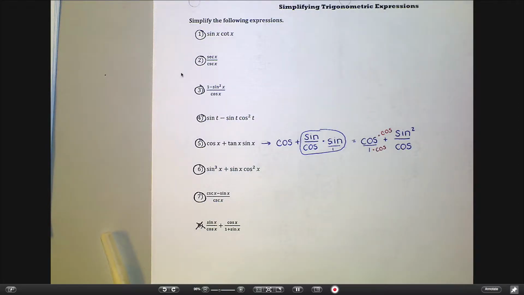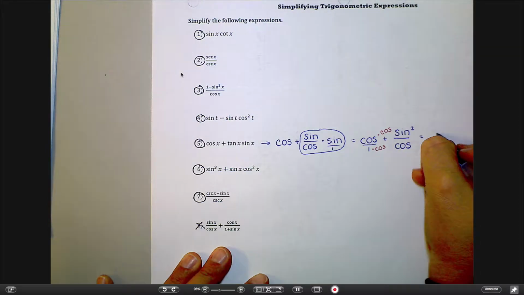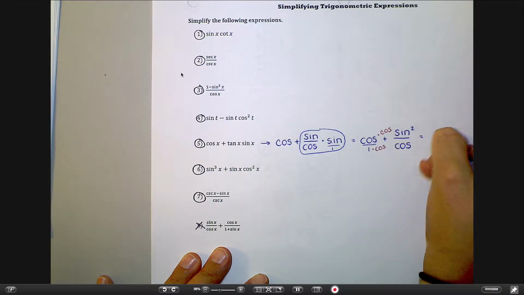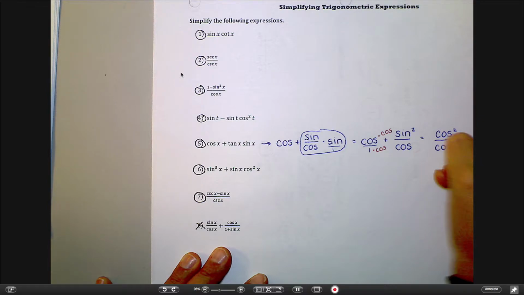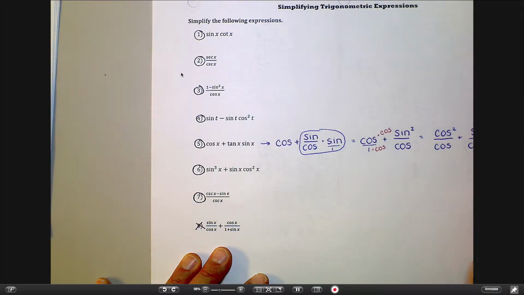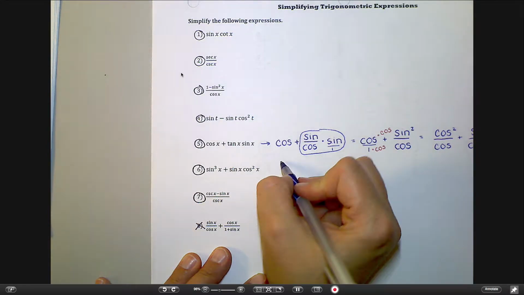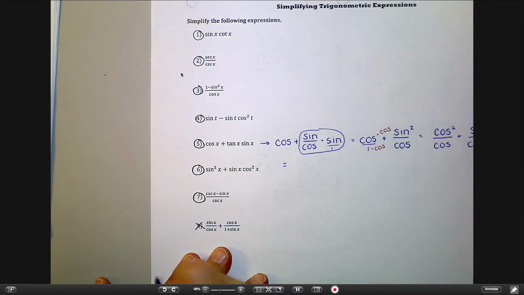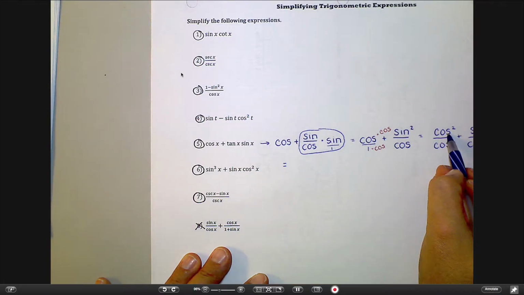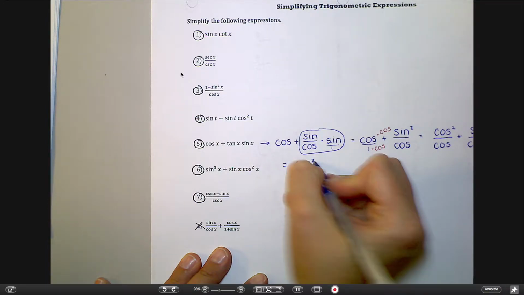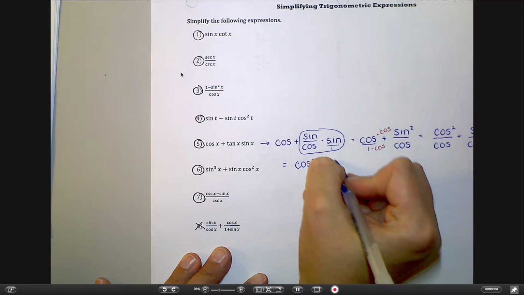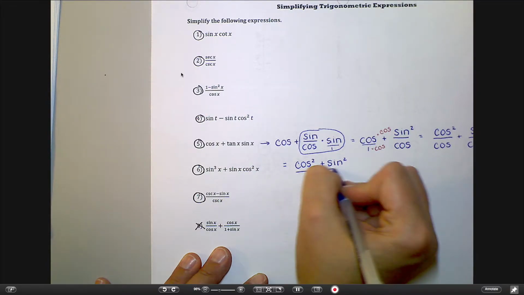So up on the top there, I would end up with cosine squared, and that would be over cosine, plus sine squared over cosine, which means I can put those together. I'll go down here and then I'll just find another spot for number 6. I can add together the top, so I can say cosine squared plus sine squared, and it would just be over cosine.